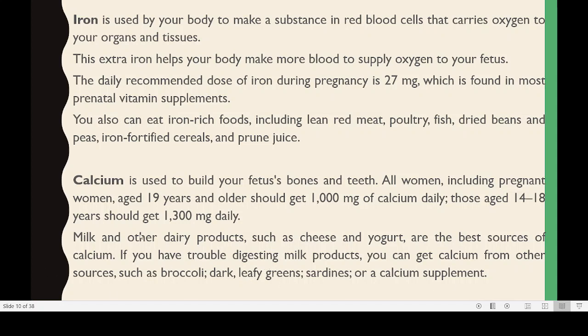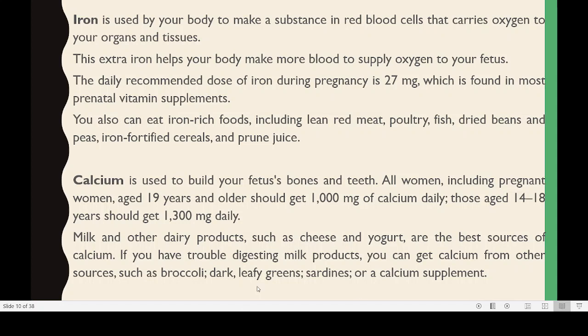Similarly, another mineral is calcium. Calcium is needed for the development of bones and also for the development of teeth. All women, including pregnant women, aged 19 years and older, should get 1000 milligrams of calcium daily. A deficiency of calcium is going to affect the development of bones and teeth. Here it shows how much calcium is needed by a woman. If you are 18 or younger, a daily minimum of 1300 milligrams of calcium is needed.